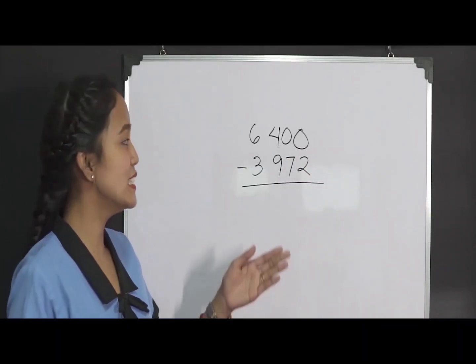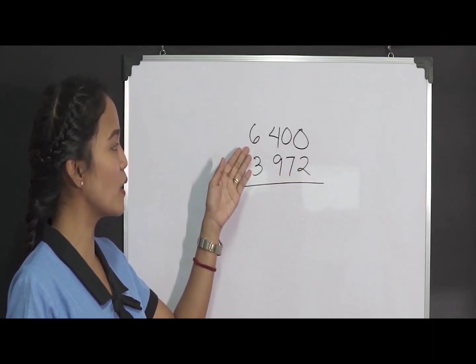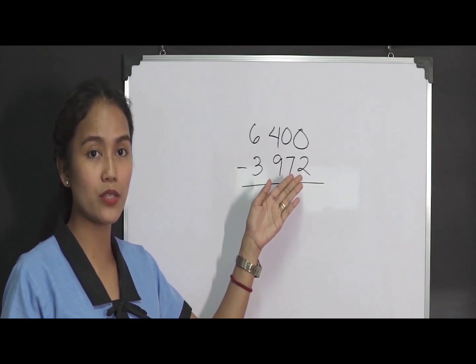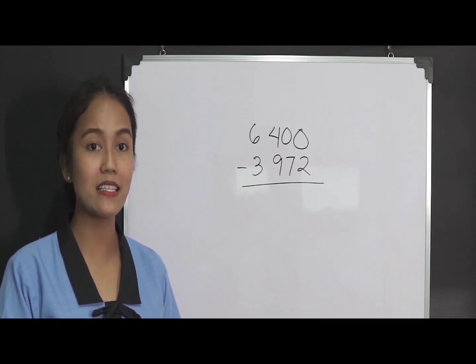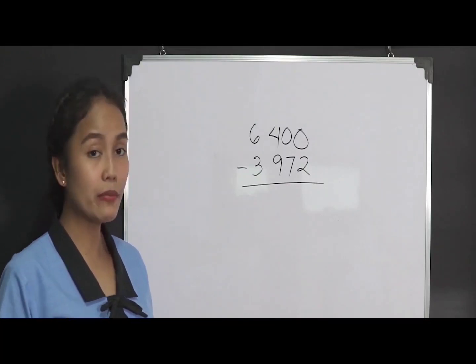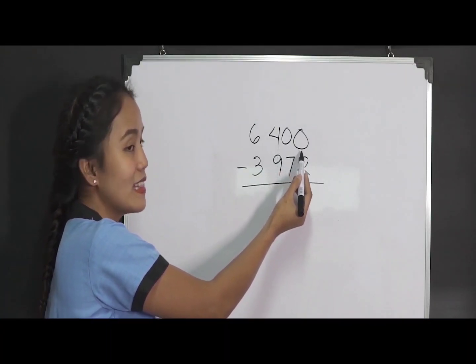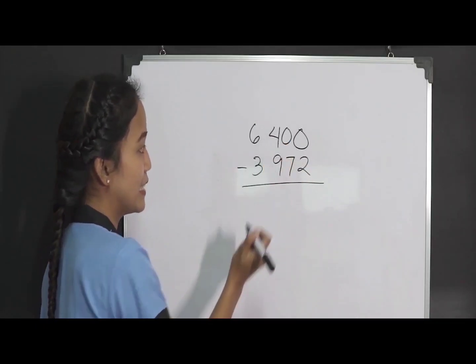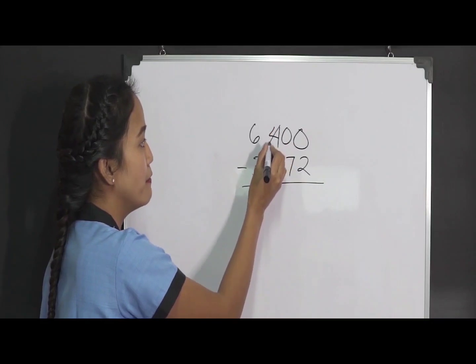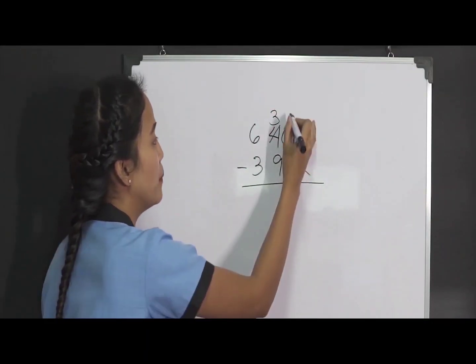As you can see, the digits in the ones and tens places in 6,400 are zeros. As we all know, we cannot subtract from 0 ones and 0 tens. So, we regroup 100 into 9 tens and 10 ones. 4 will become 3. So, write 3 above 4. Then, write 9 above 0.